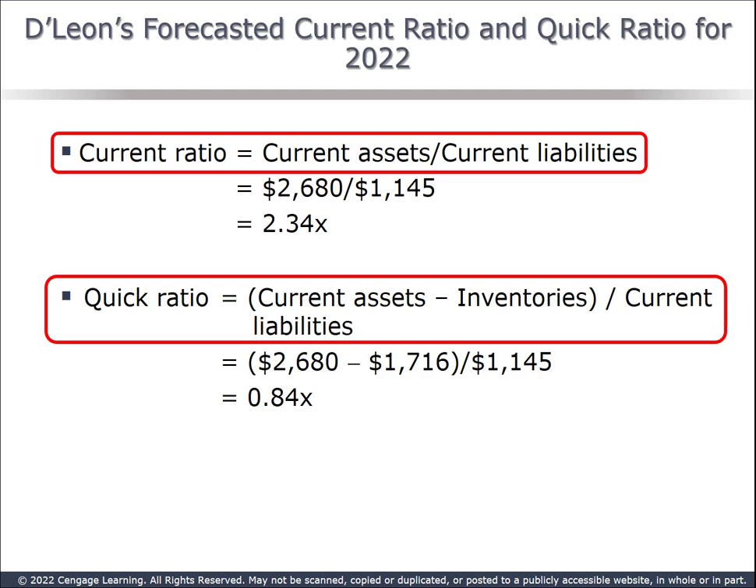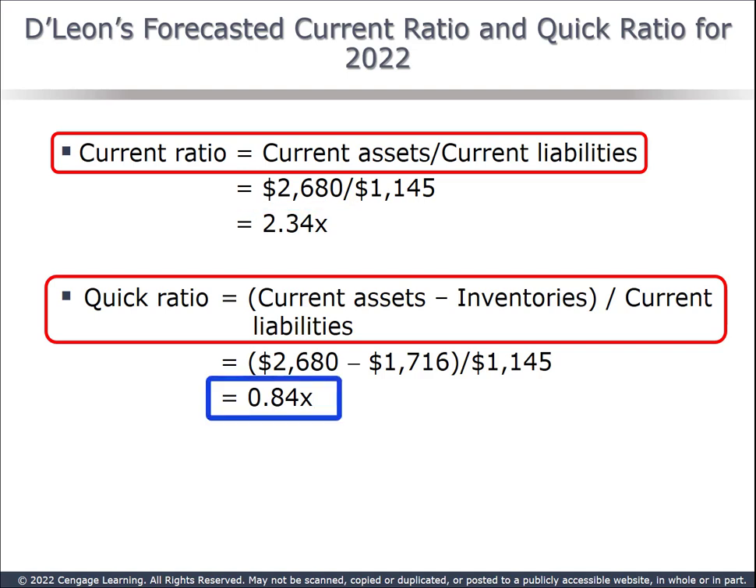Using DeLeon's forecasted data for 2022, their current ratio, 2.34. Current ratio is one of the few ratios that has a definite benchmark. Current ratio should be greater than 1. Firms should have more current assets than liabilities. Most other ratios have to be compared to something to be meaningful. Last year, another firm, an industry average.